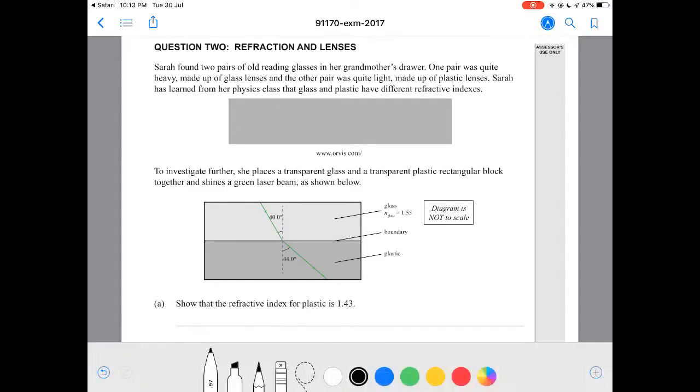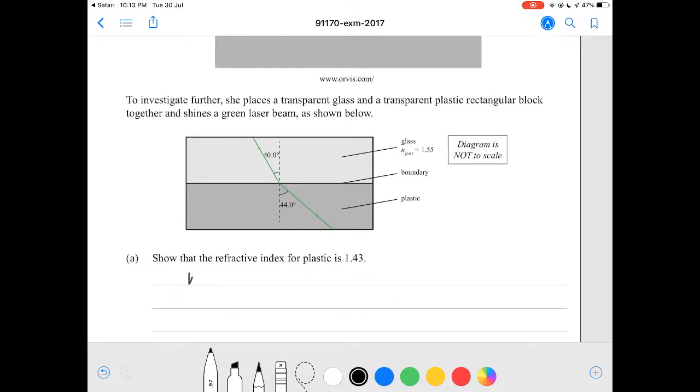Once again, we're going to be using Snell's law in order to find the relationships, okay? So you know that n1 sine theta 1 equals n2 sine theta 2. Our ray is moving from glass to plastic, so our n1 will be the glass, and n2 will be the plastic. So n1 is 1.55, our theta 1 is 40 degrees, n2 we don't know, and sine of 44 degrees.